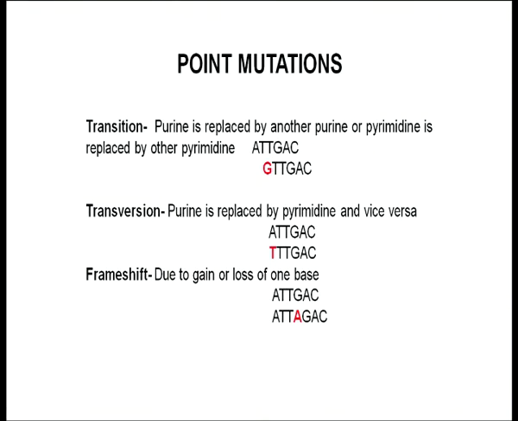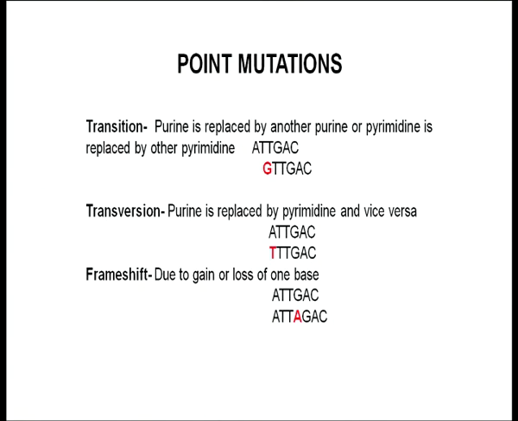Now coming to the point mutation. Point mutation, first is the transition. Transition means when a purine has been replaced by another purine. We know that guanine and adenine are purines. Here I have drawn the base sequence of a DNA, because in RNA thymine is not there. Okay, so it's a base sequence of a DNA.